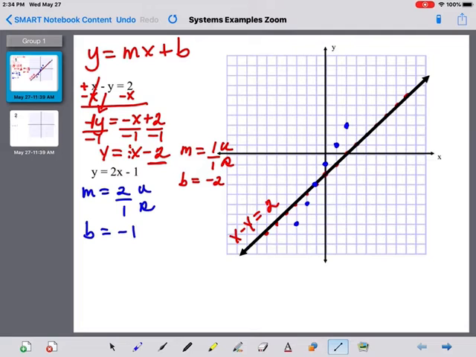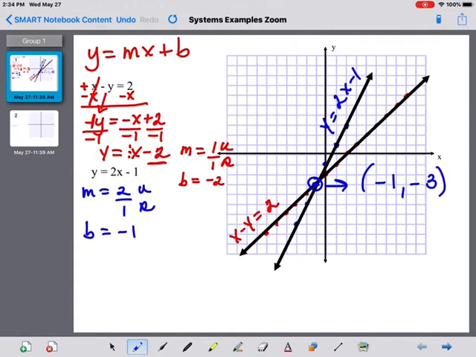So I know that's going to be my solution. So I'm now going to connect these points. I'm going to write my original equation on the line. And my last step, which we don't want to forget, is to always identify that solution, which in this case is at negative 1, negative 3. So that is the solution to the first system of equations that I am solving.